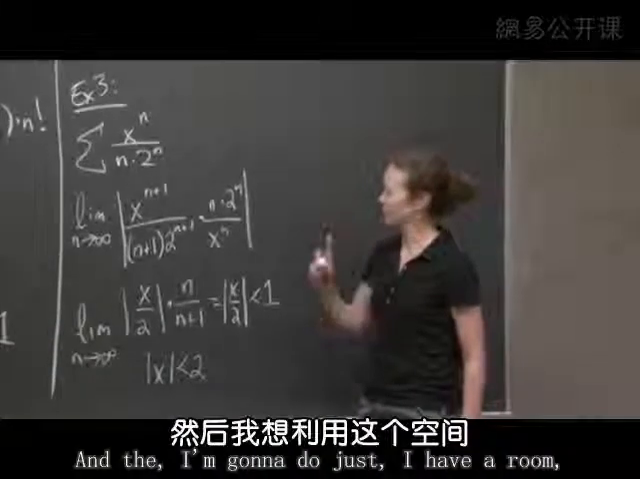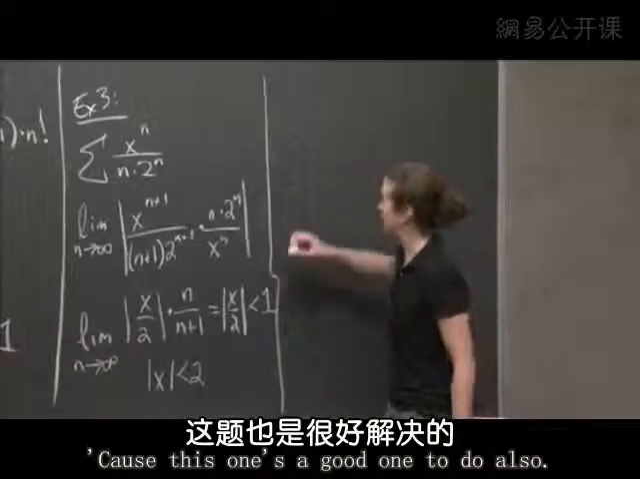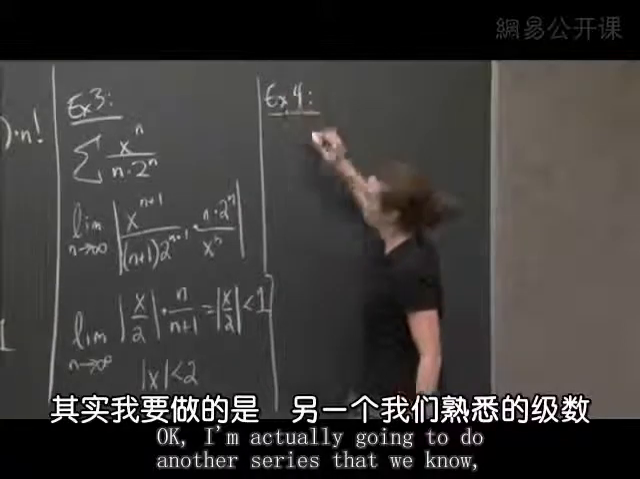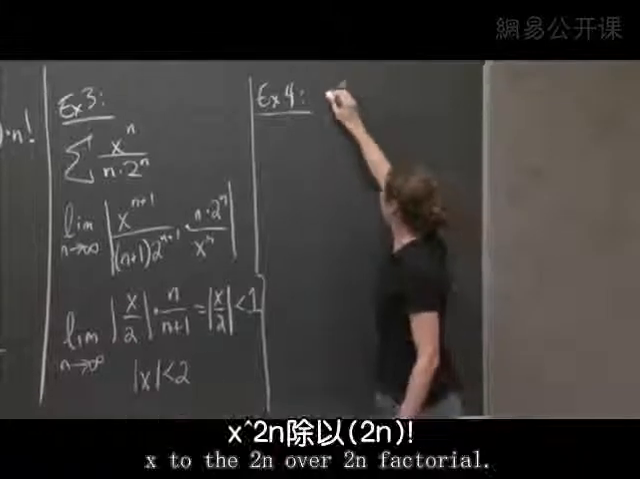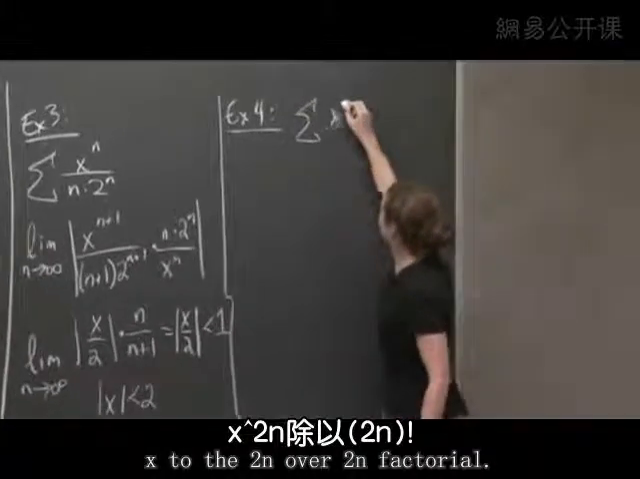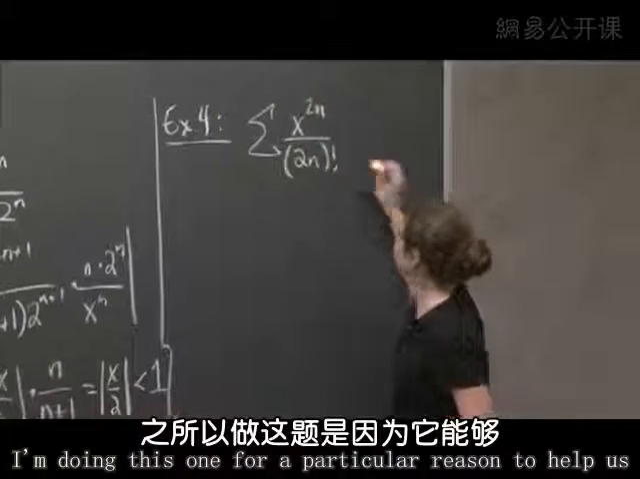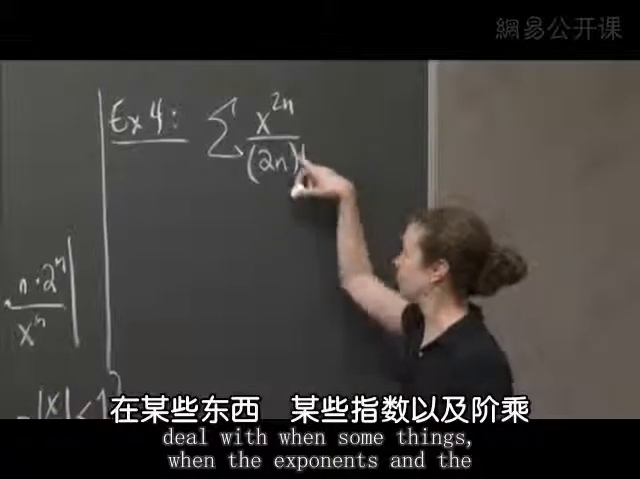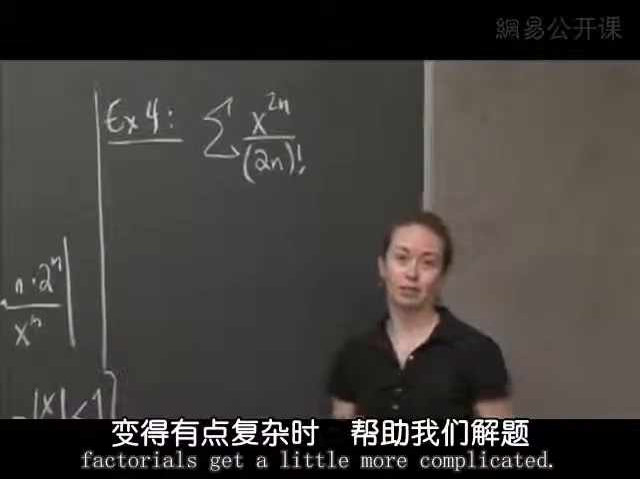And then, I have room, so I'm going to do one more example, because this one's a good one to do also. Okay, I'm actually going to do another series that we know: x to the 2n over 2n factorial. And I'm doing this one for a particular reason, to help us deal with when the exponents and the factorials get a little more complicated.